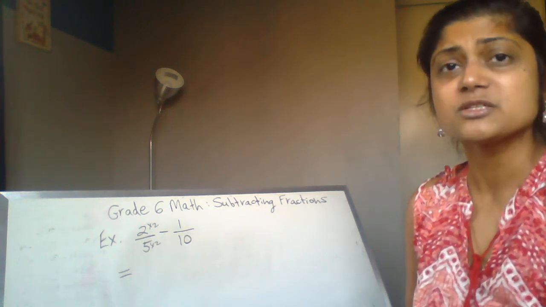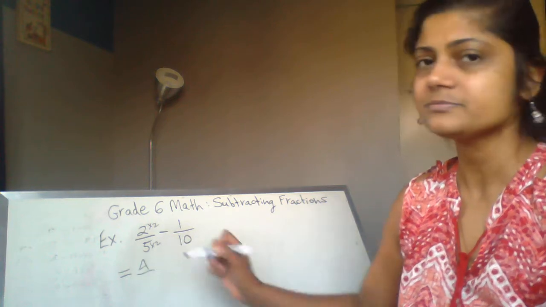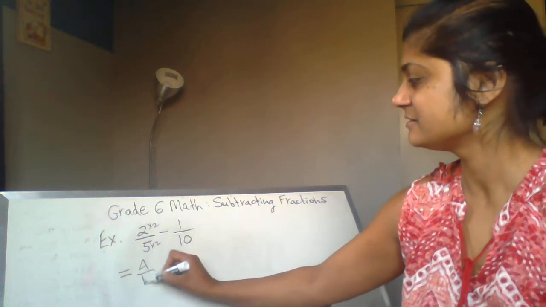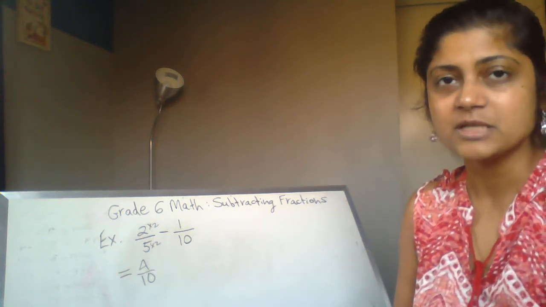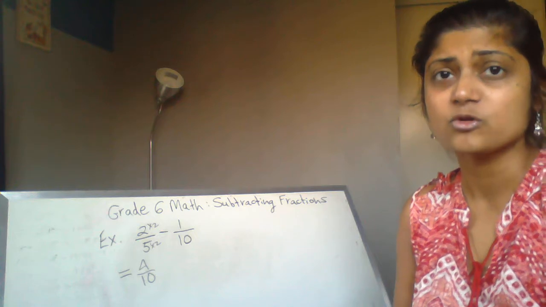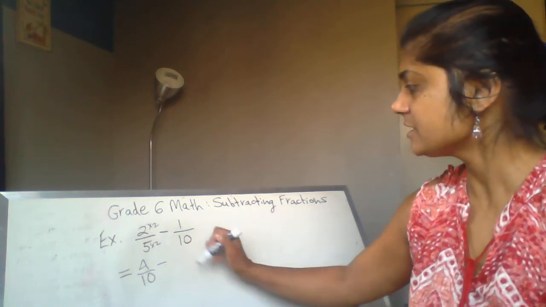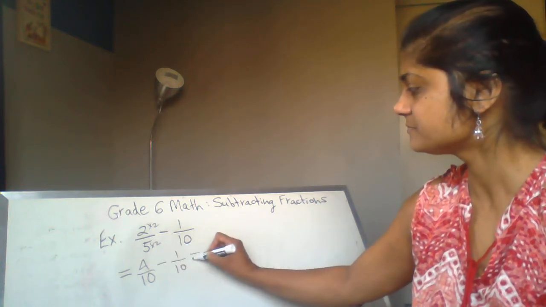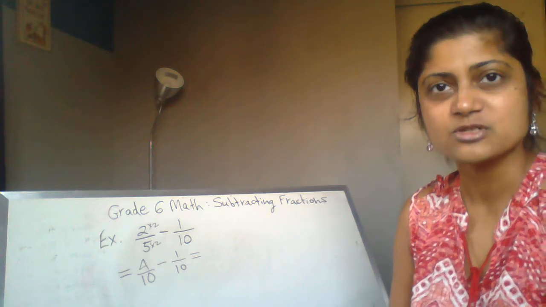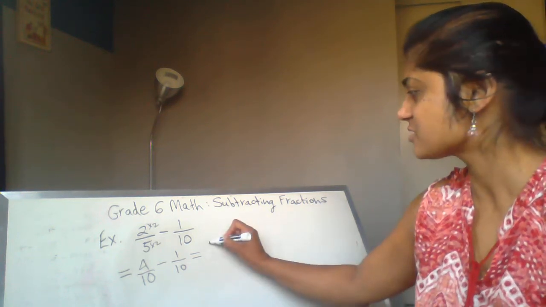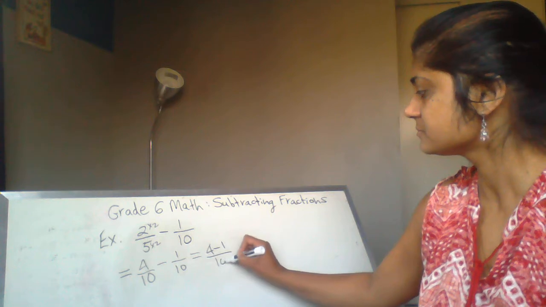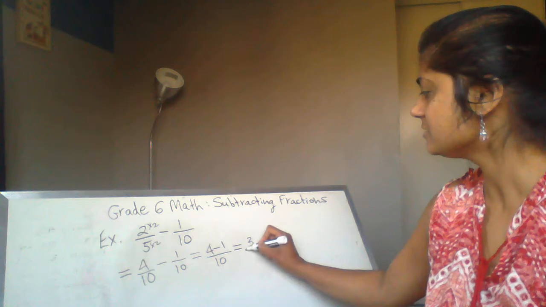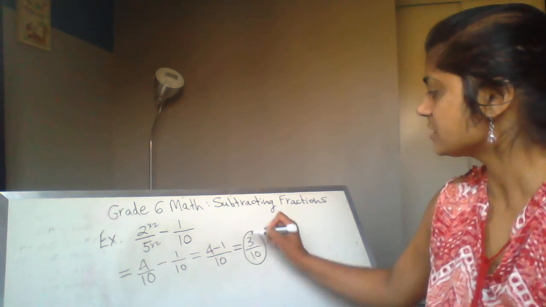So on the top, it's going to be 2 times 2, so 4. And the bottom is 5 times 2, which is equal to 10. So the equivalent of the first fraction can be 4 over 10. And I didn't do anything to my second fraction, so I'm going to keep that the same, 1 over 10. Now I notice the denominators are the same, so I can subtract the numerators. So I'm doing 4 minus 1 over 10. 4 minus 1 is equal to 3, and my answer is 3 over 10.